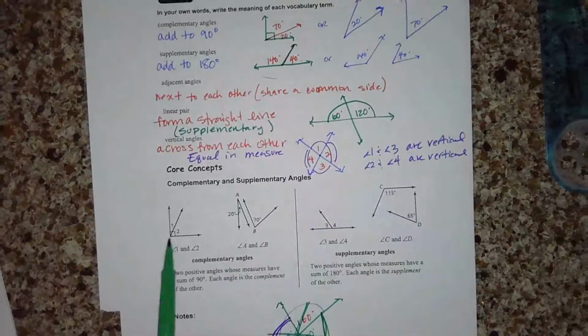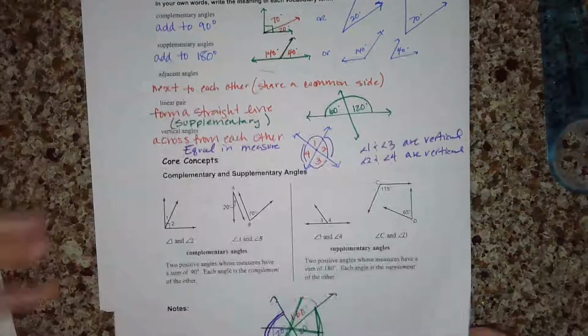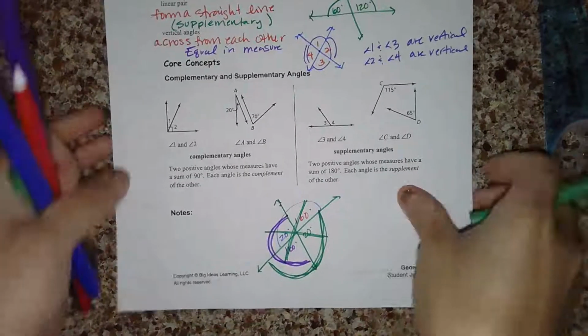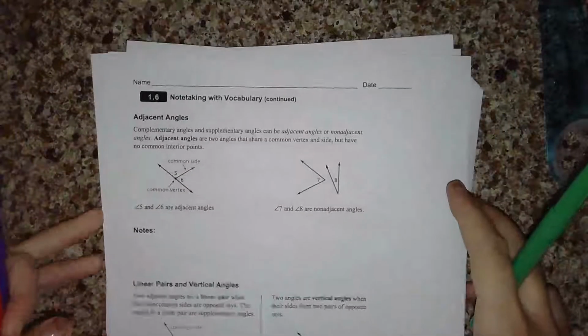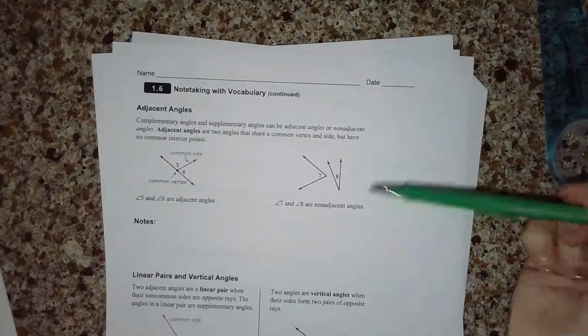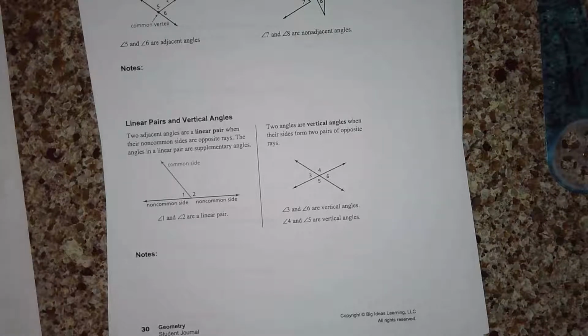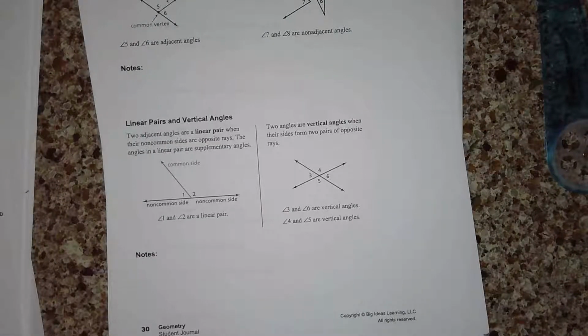Here are some examples of complementary and then supplementary angles like I was mentioning above. If we go to the next page, there are some examples of adjacent, non-adjacent, linear pair, and vertical. Again, just giving you the rundown of some of the vocab. Lots and lots of vocab in this unit, just trying to keep it all straight.